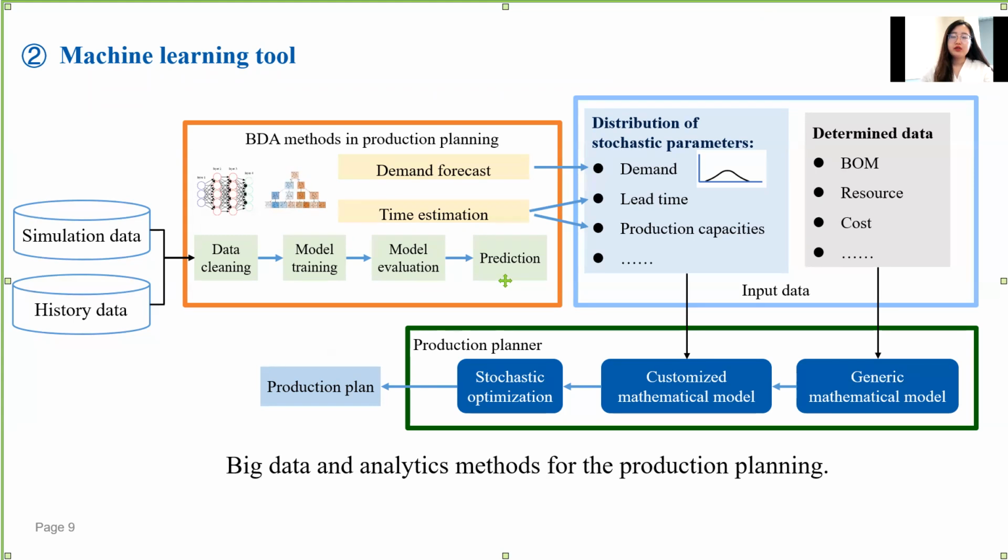Through the basic data such as the bill of material, the resources and the cost, we can get the generic mathematical model. And we use the distribution of stochastic parameters to create the customized mathematical model. And then we will use the stochastic optimization method to get the production plan.